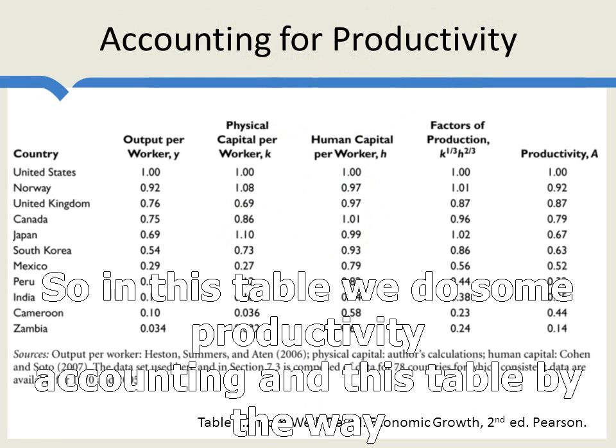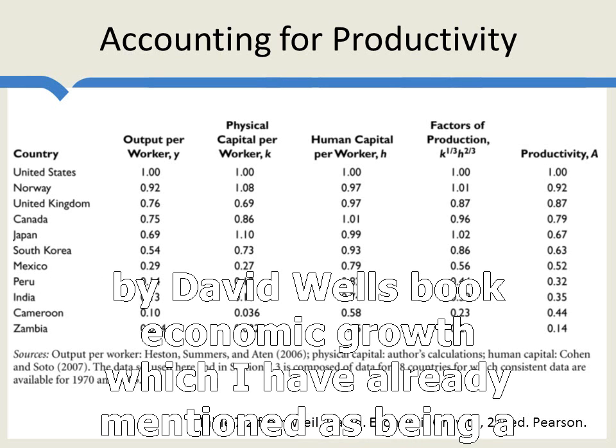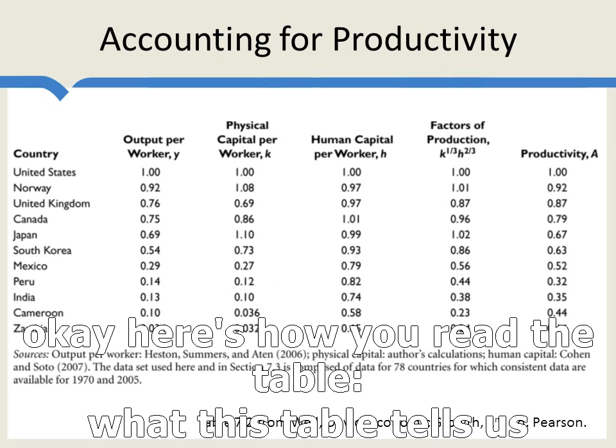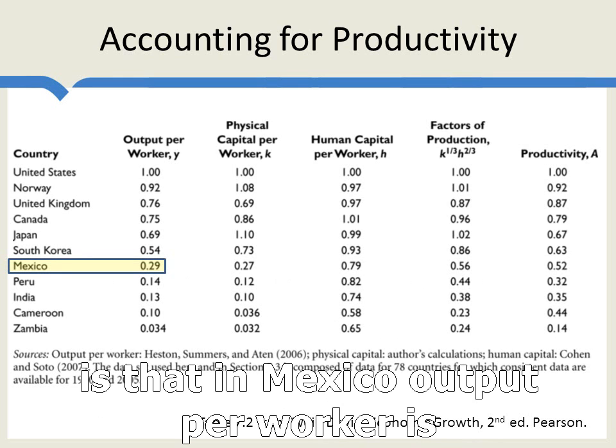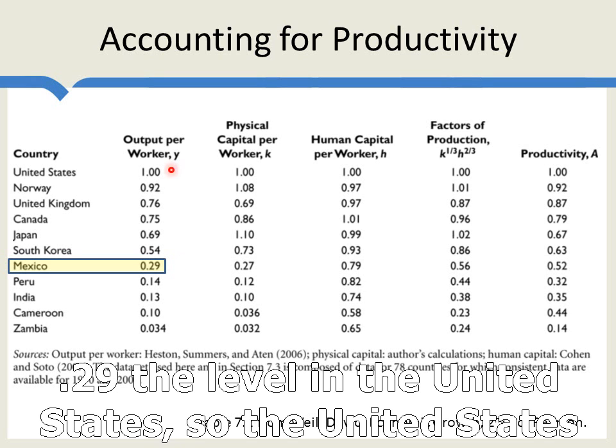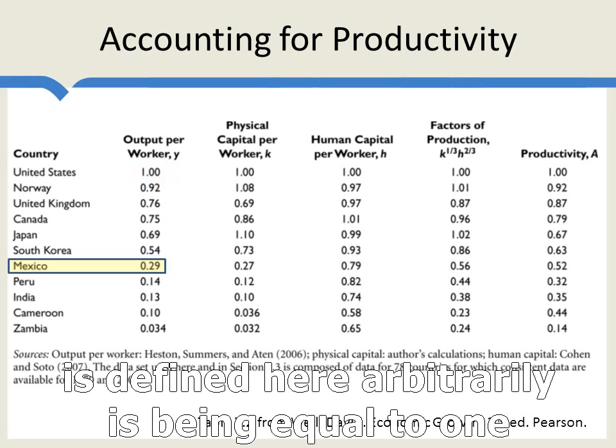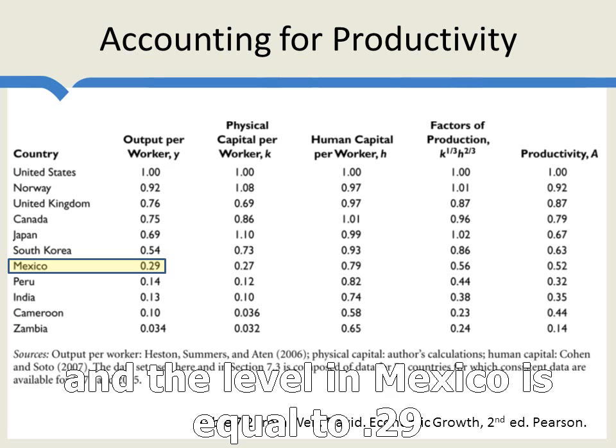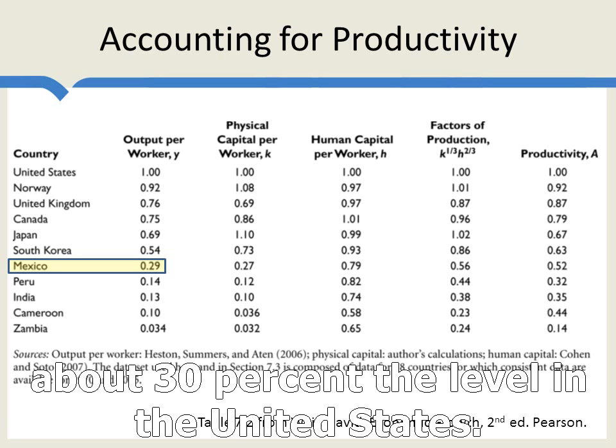So in this table we do some productivity accounting. And this table, by the way, is from David Weil's book, Economic Growth, which I've already mentioned as being a very good book. Okay, here's how you read the table. What this table tells us is that in Mexico, output per worker is 0.29 the level in the United States. So the United States is defined here arbitrarily as being equal to 1, and the level in Mexico then is equal to 0.29, about 30% of the level in the United States.